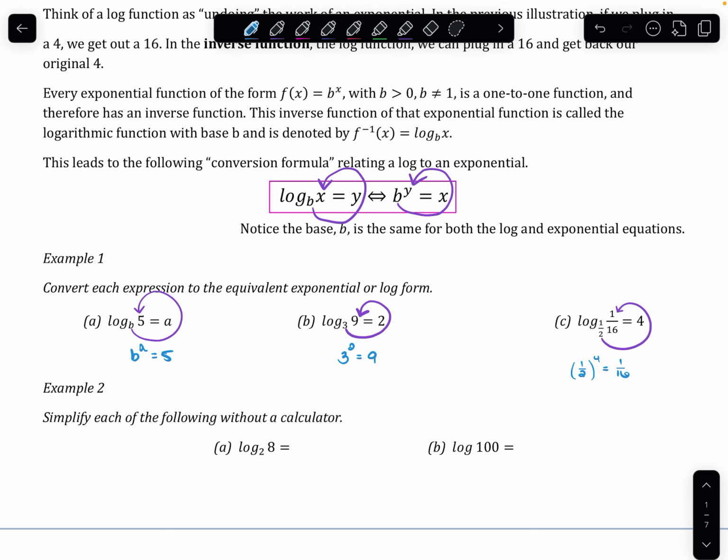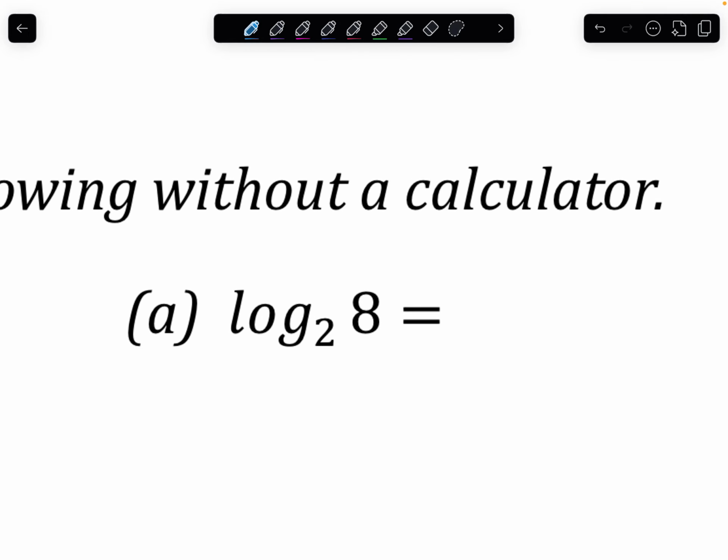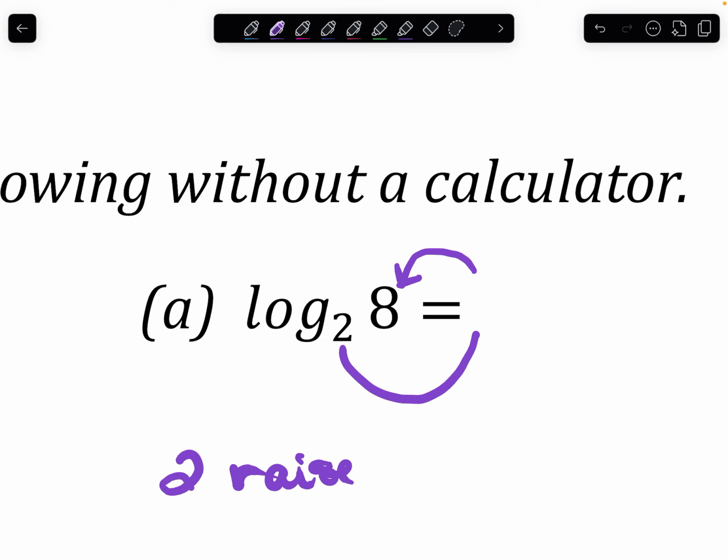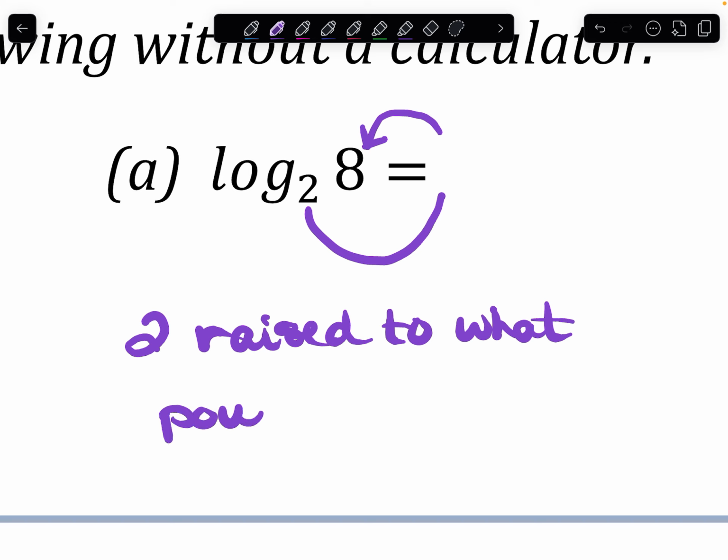All right, example 2: simplify each of the following without a calculator. So again, a log is just an exponent. If you're asked to evaluate a log such as this without using a calculator, you simply need to think about it as an exponent. So what goes through our head is: start at the base, then go over to what's on the other side of the equal sign, and then finish at the 8. So in our head, we're thinking, 2 raised to what power equals 8?